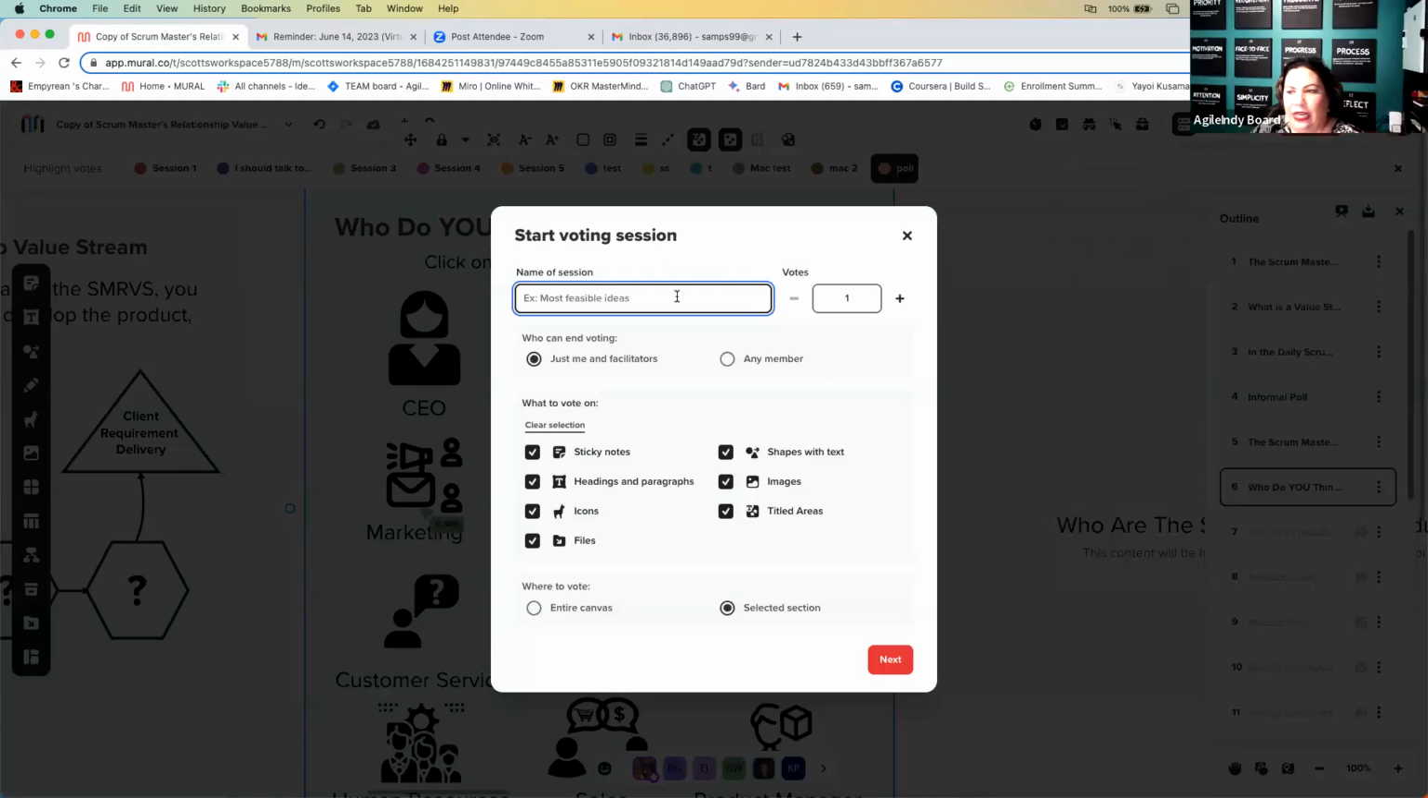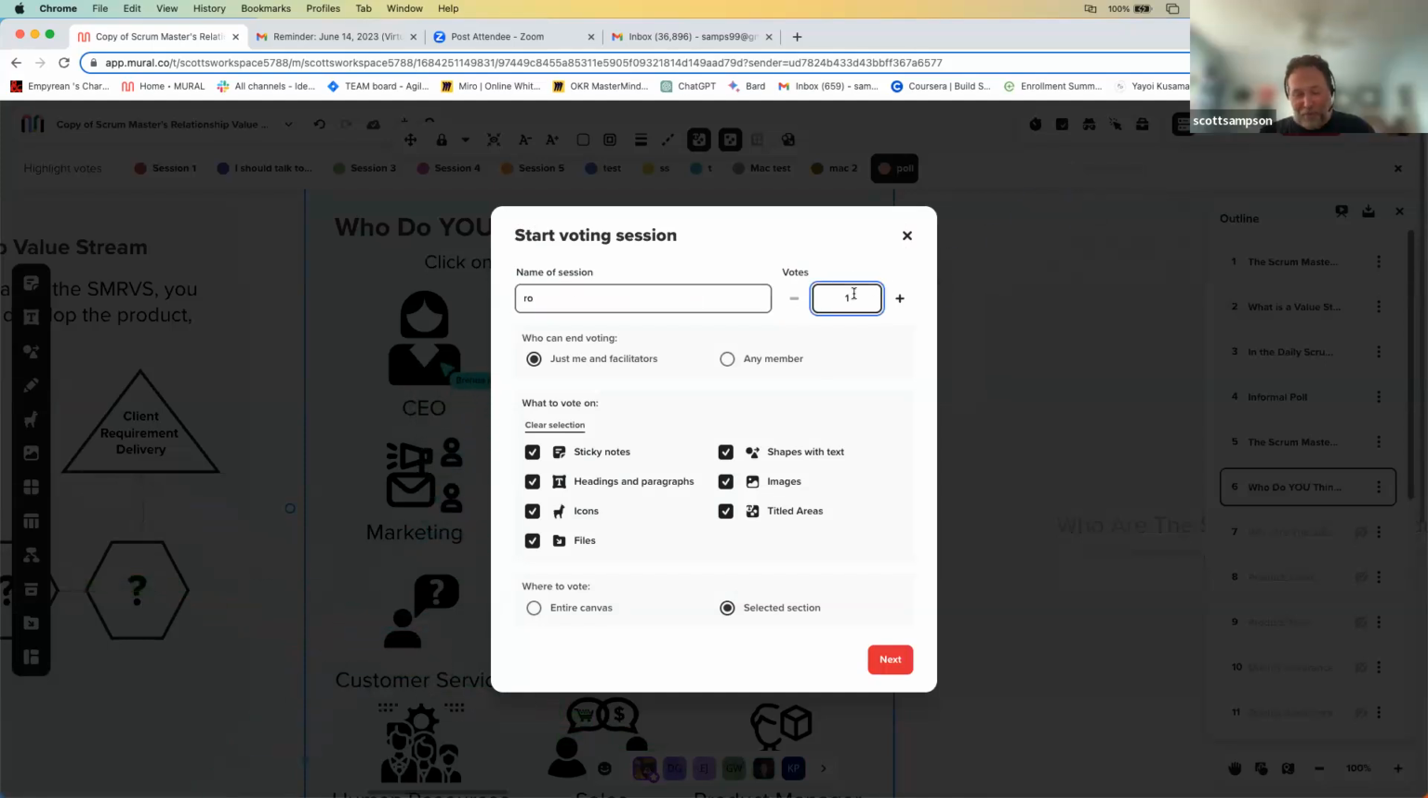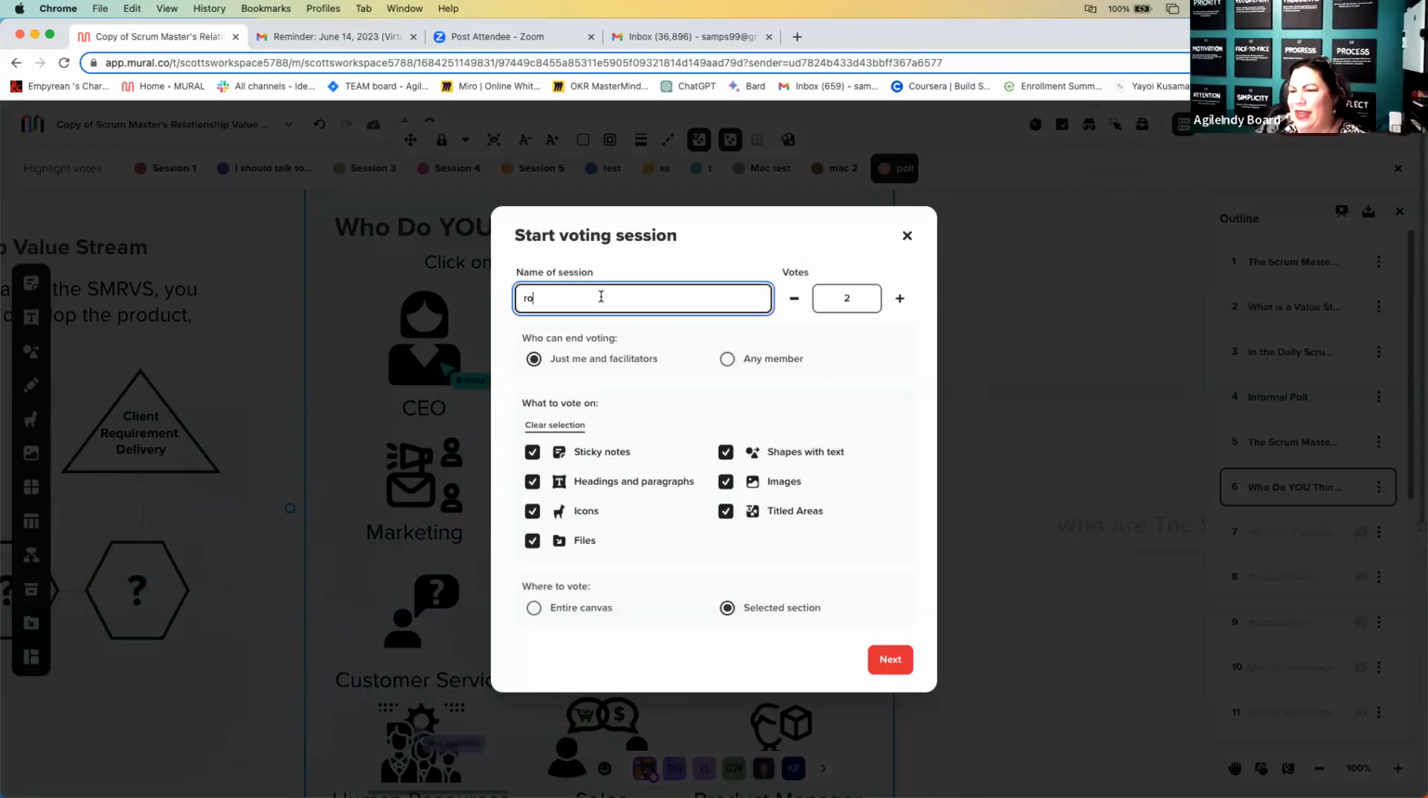How many votes are we going to get? Do I have to pick? I'll give the group 2 votes. Oh, man. So it was one. Pick my favorite one. 2 out of this group.